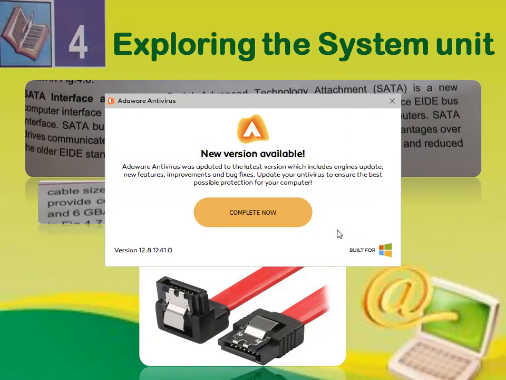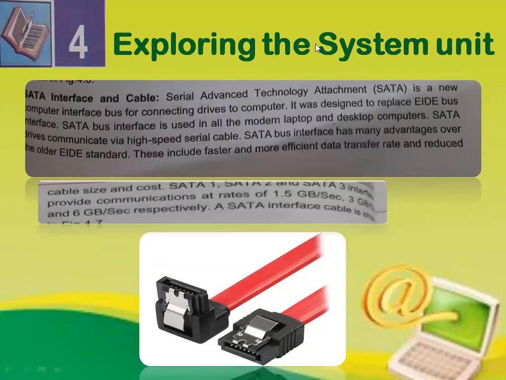These include a faster and more efficient data transfer rate and reduced cable size and cost. SATA 1, 2, and SATA 3 interfaces provide communication at rates of 1.5 GB per second, 3 GB per second, and 6 GB per second, respectively.